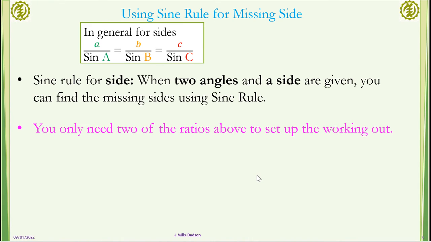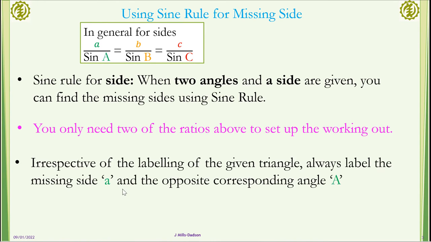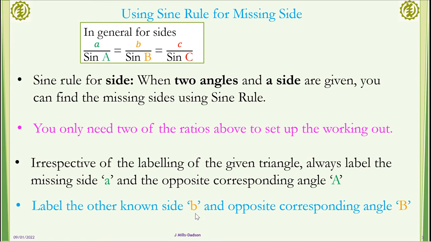And in order not to get confused, it's important that despite the labeling of the triangle, you relabel the corners and the sides. So we do that by labeling the missing side, the side that we are looking for, a small a, and the opposite corresponding angle, big A. Then we name the other known side, small b, and the opposite corresponding angle B. I will take you through an example for you to understand what I mean by this section. So this is just simple advice to help you not to get confused with the letters in the formula.